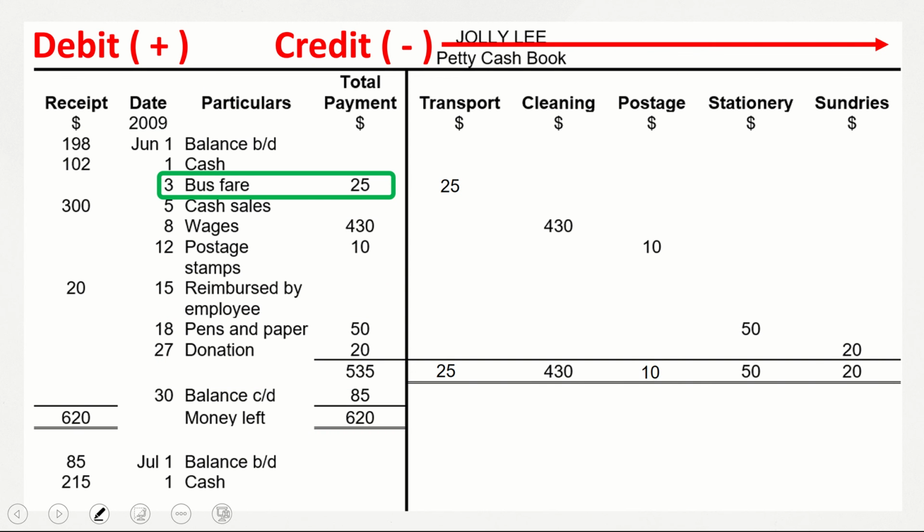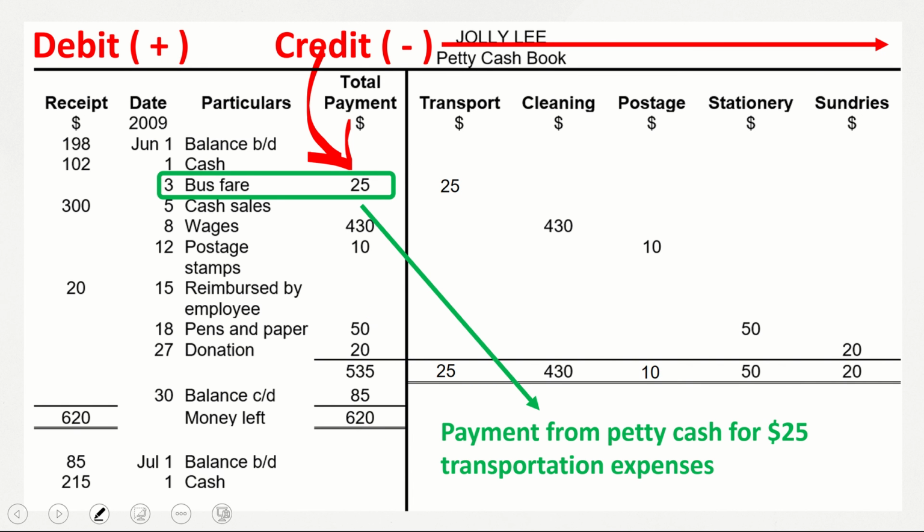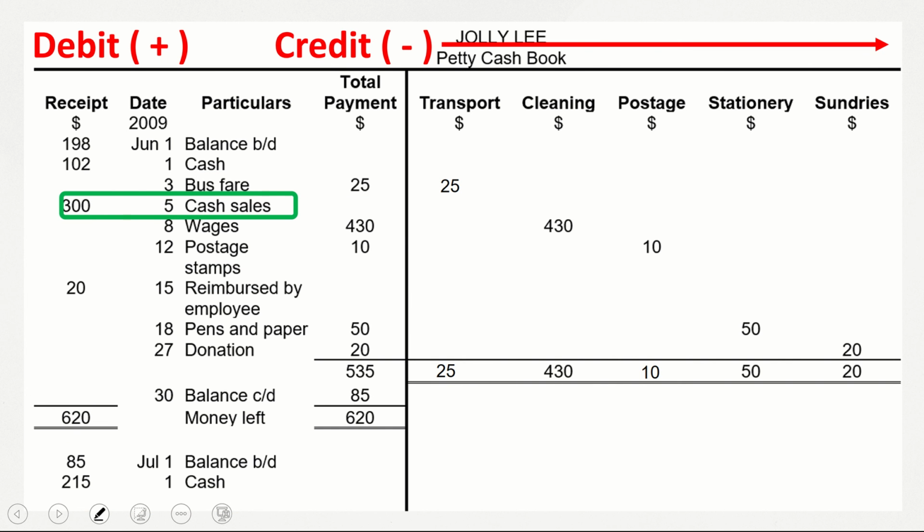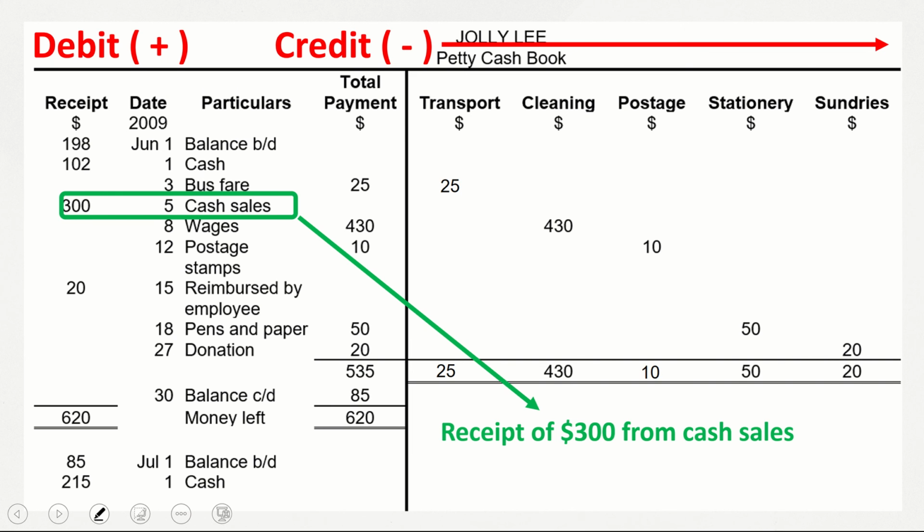Now, I also see inside the credit column, there's a $25 bus fare. So what is this? Basically, it's a payment from petty cash for $25 of transportation expenses. You can also see that inside the payment column, the details column, all these are your individual account names. You could have payments, but at the same time, you could also have receipts. So in this example, you have received $300 from cash sales and you put it into the petty cash book.